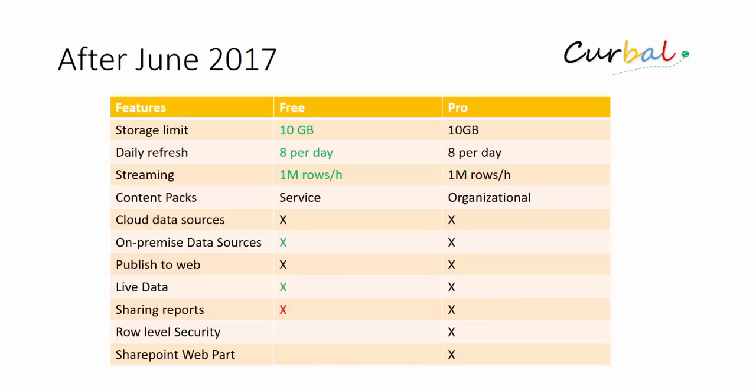So what is going to happen is that they're going to increase the storage limit to 10 gigabytes, the daily refresh to 8 per day, the same as Pro, and the streaming also to 1 million rows, the same as Pro. Not only that, they are going to also allow for on-premise data sources and live data. So those are great features. What you will not be able to do is actually share and collaborate. For that, you need a Pro license, and that is a huge problem for small and medium companies. And we will go back to that at the end of the video. But these are the changes that will happen June 1st.